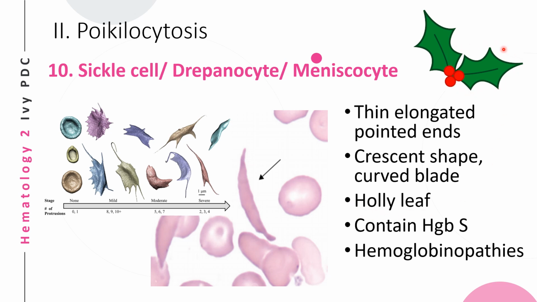This is an example of a holly leaf, and sometimes red blood cells with sickle cells would look like holly leaves, like this one. So from a normal red blood cell, mild to moderate sickle cell anemia might have a holly leaf appearance, and severe anemia will have sickle cell looking red blood cells. Sickle cells may contain hemoglobin S and may be seen in different hemoglobinopathies.